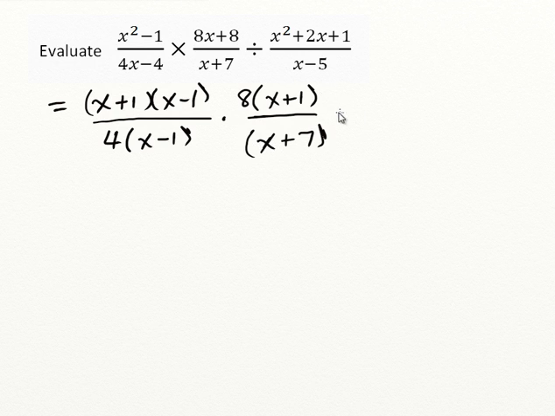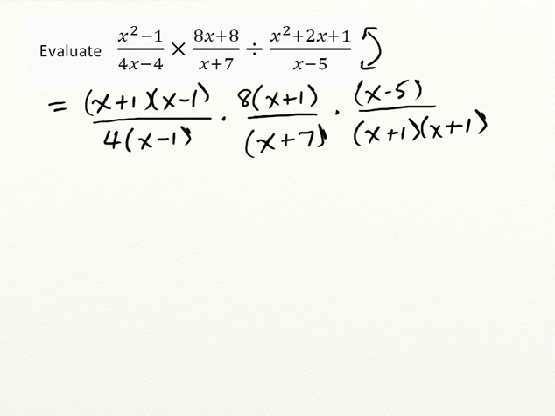And then I'm going to change this division here to multiplication. To do that, again, I'm just going to flip the bottom and the top in the third fraction. X minus 5 now belongs up top. And in the bottom, this is a perfect square, and I know that that is x plus 1 times x plus 1.